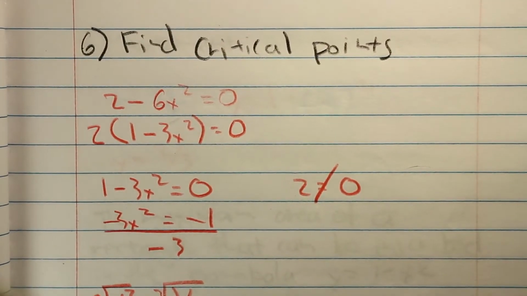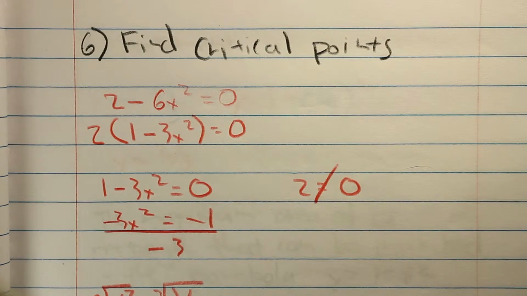Finally, to find the maximum or minimum value or area, you would need to find the critical points. In order to find the critical points, you would need to set the derivative equal to 0. In this case, the derivative is 2 minus 6x squared. You can factor out the 2, set that equal to 0, and set the other expression, 1 minus 3x squared, also equal to 0. When you set 2 equal to 0, that's impossible, so we will disregard that.